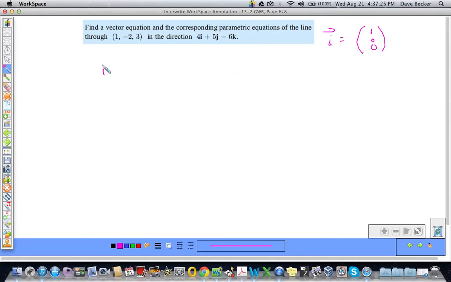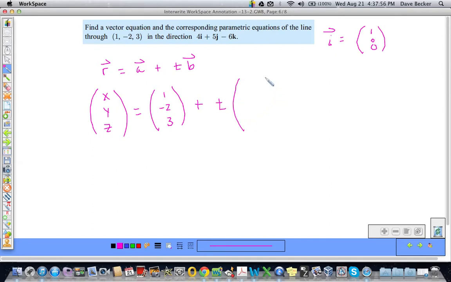So let's just start with the basic r equals a plus t b. And r represents any point on the line, x, y, and z. A is a point we know is on the line, so that is the point (1, -2, 3), plus some parameter t, some real number, and then we need the directional vector. Well, the vector 4i plus 5j minus 6k, that's our directional vector, and it's the vector (4, 5, -6). That is the direction that this line will be going, and that's all that goes right here. No big deal at all.